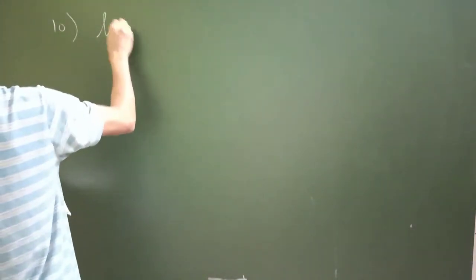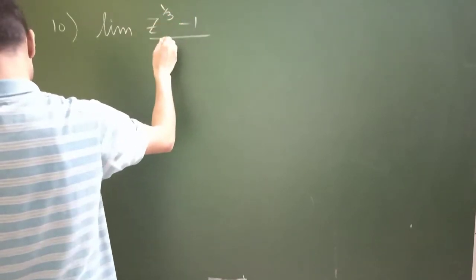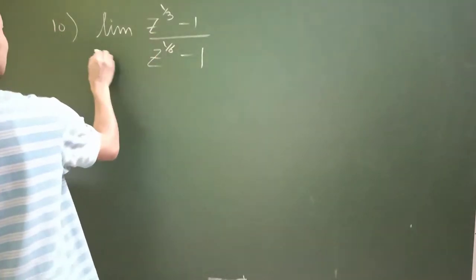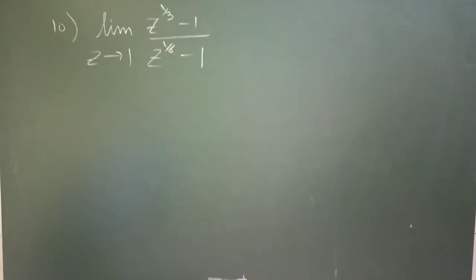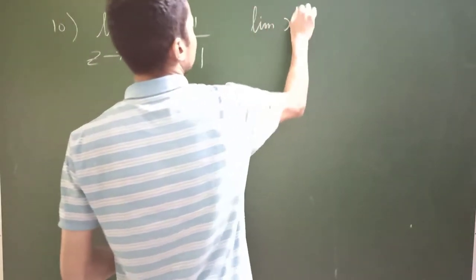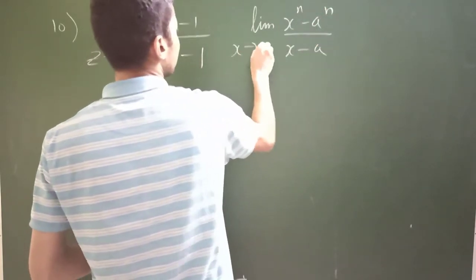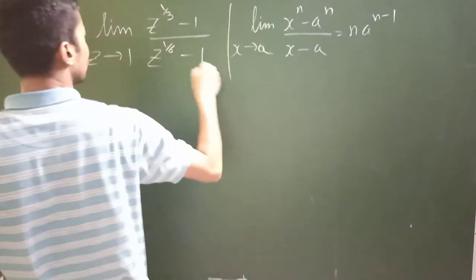Let's go to question number 10. What do we have here? Question number 10, and it's the limiting value of (z power 1 by 3 minus 1) divided by (z power 1 by 6 minus 1) as z tends to 1. So here also I'll give you the hint. Which formula are we going to apply here? Here also I will be applying the formula of the limiting value of (x power n minus a power n) divided by (x minus a) as x tends to a, which is n times a power n minus 1. So can you guess what we have to do here?